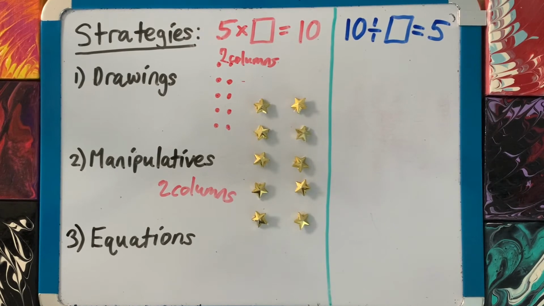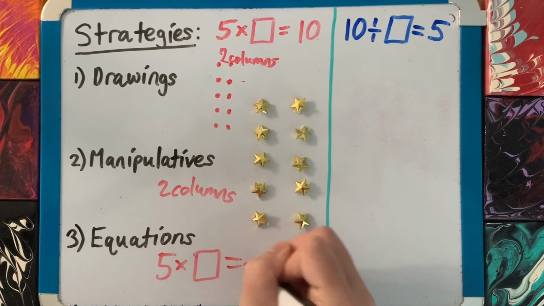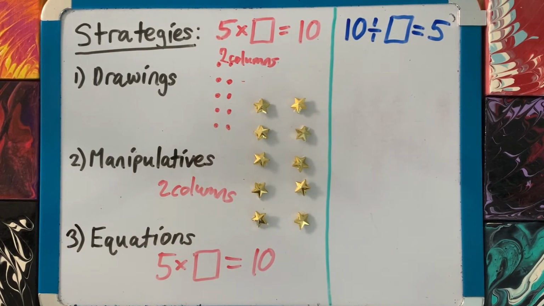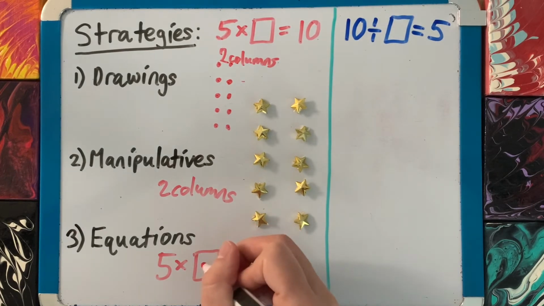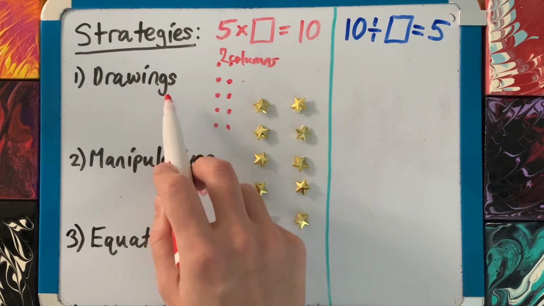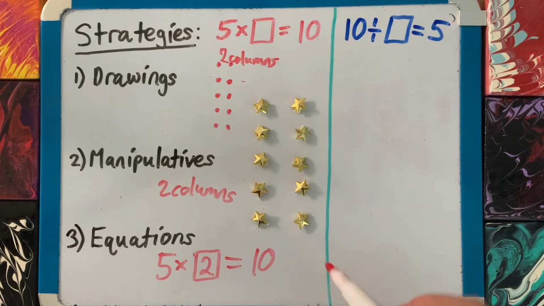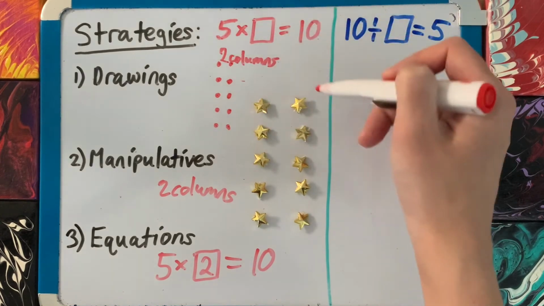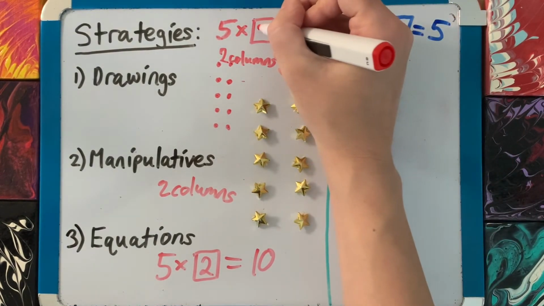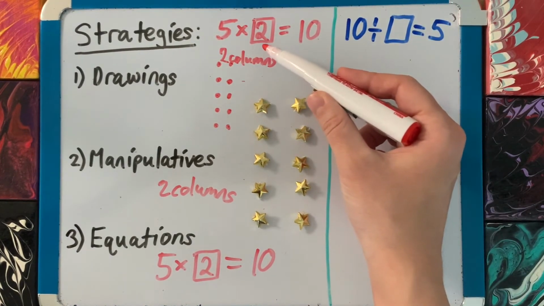So for our equation, our last strategy, 5 times blank equals 10. If you know your multiplication facts, then you know that 5 times 2 equals 10. And if you don't know your multiplication facts yet, that's also okay, because we solved it in 2 other ways. We solved for 2 columns using our drawings strategy, and 2 columns using our manipulative strategy. So that's another way that you could write that 2 in there. So again, 5 rows times 2 columns equals 10, as shown both in our drawings and in our manipulatives. So our answer is 5 times 2 equals 10. So 2 is the unknown number that we solved for.